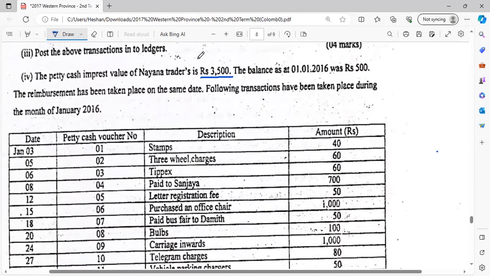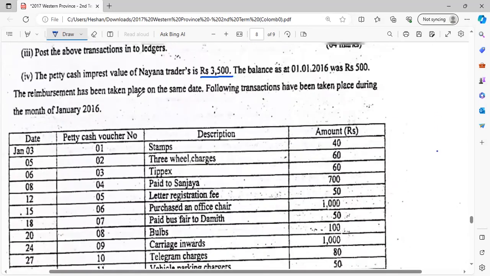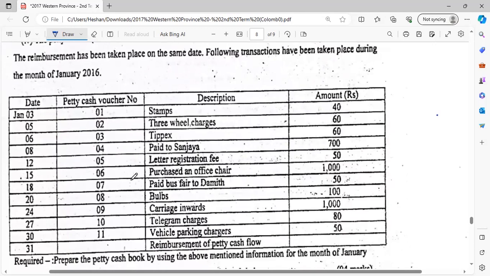Why? We need to increase our petty cash up to 3,500 because our float is 3,500. The available balance is 500, which means in December for sure they expensed 3,000. Am I correct, guys? Because of that, we need to reimburse the petty cash by 3,000, which equals the expense amount in December. These are the transactions in January. Petty cash vouchers are there.